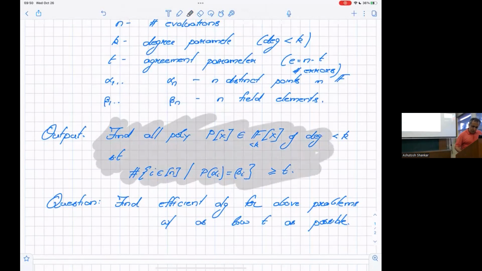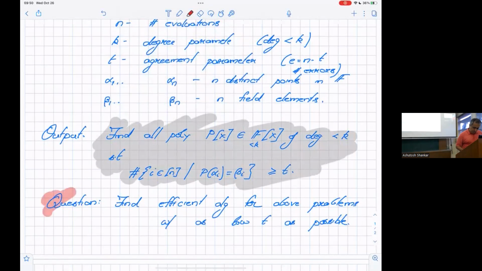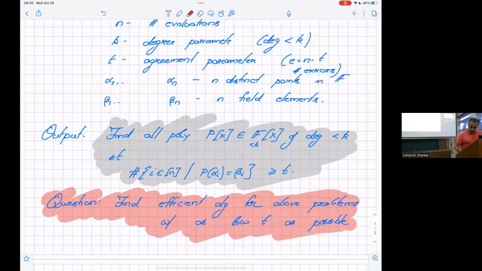And we want to come up with algorithms which do this. There are various parameters floating around: n, k, and t. Think of n and k as fixed; they describe the code. For fixed n and k, t is a parameter, and you want an algorithm that works for the smallest possible t, where t is in terms of n.